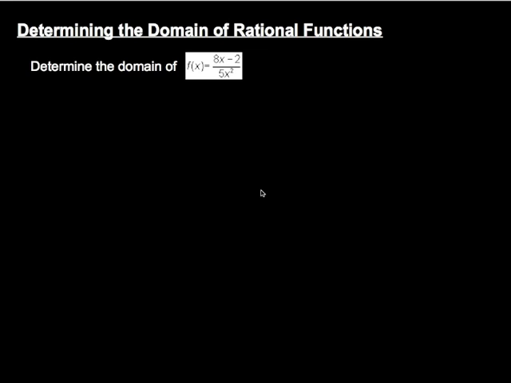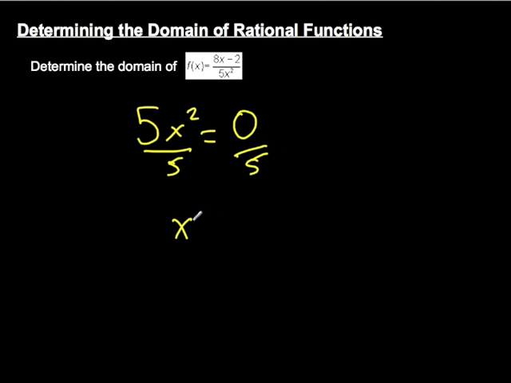Of rational functions, we need to figure out where the denominator is 0. So what we're going to do for each of these problems, when we're trying to find the domain, is set the denominator, in this case 5x squared, equal to 0. When we do this, if we divide both sides by 5, we get x squared equals 0. And if we solve this by taking the square root of both sides, the square root of x squared is x, and the square root of 0 is still 0.